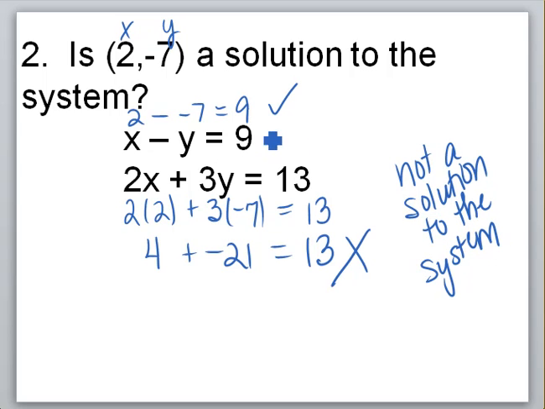So it can be a solution to one, but not a solution to the other. And if that happens where it's not a solution to the second one or the first one, we know it's not a solution to the system. It has to work for both equations.